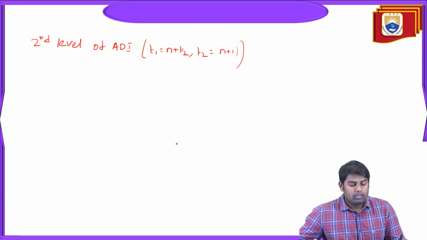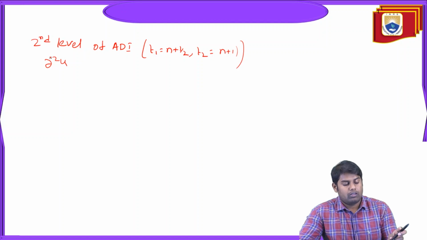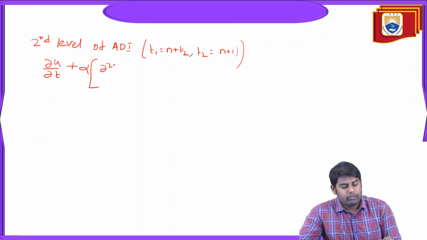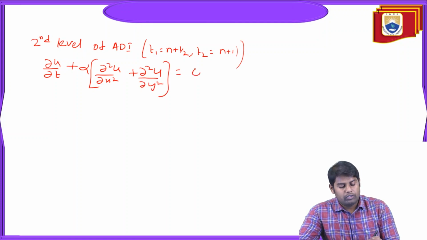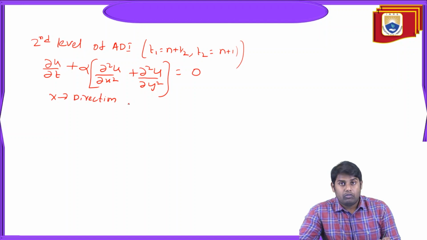Here in the second level of ADI, what are we doing? Again, we'll consider the same equation: dou u by dou t plus alpha into dou square u by dou x square plus dou square u by dou y square is equal to 0. So here in the second level of ADI, the x direction will be, which one? Explicit.